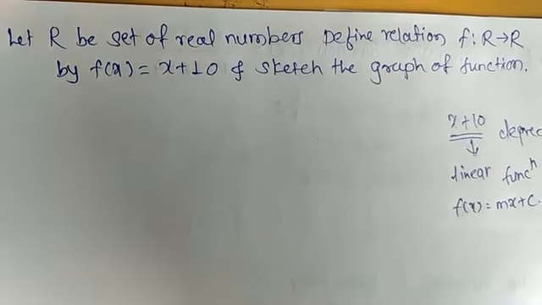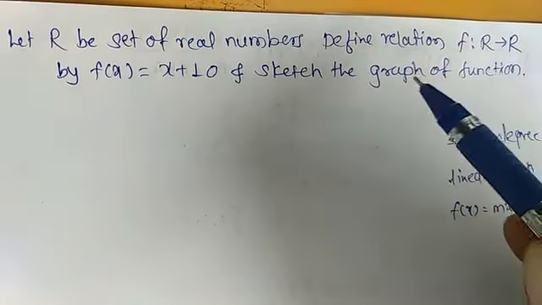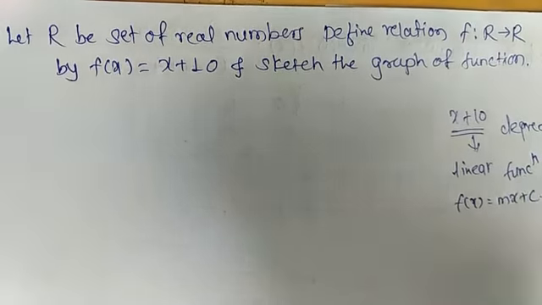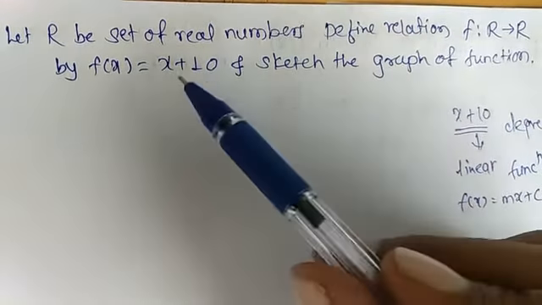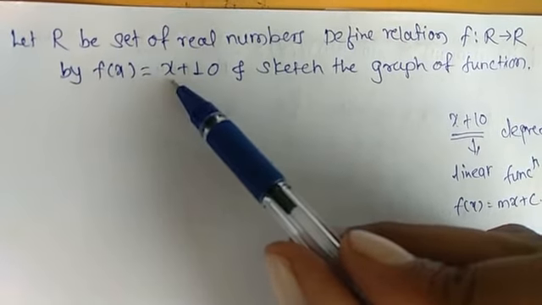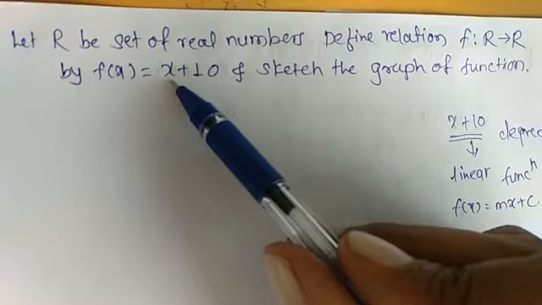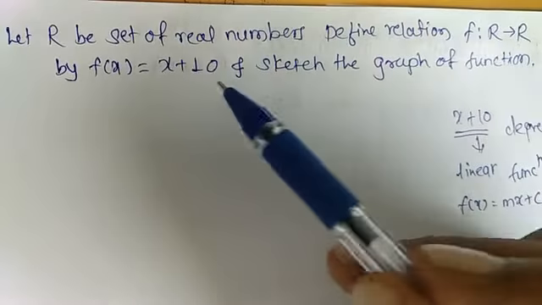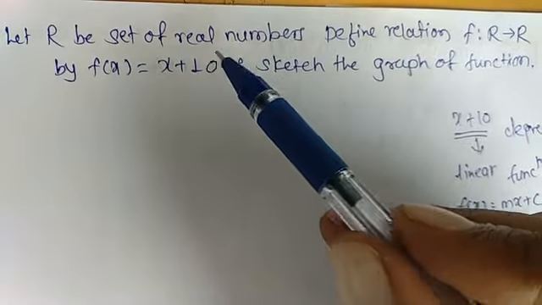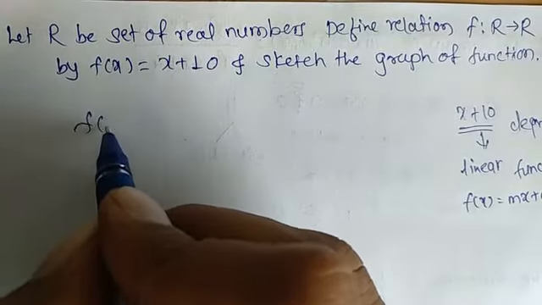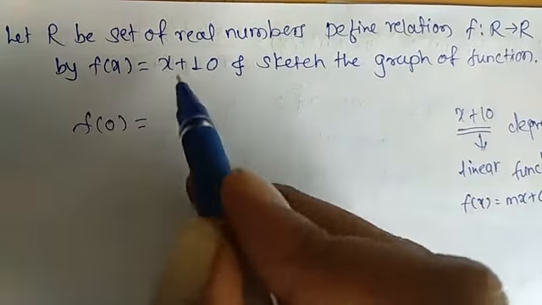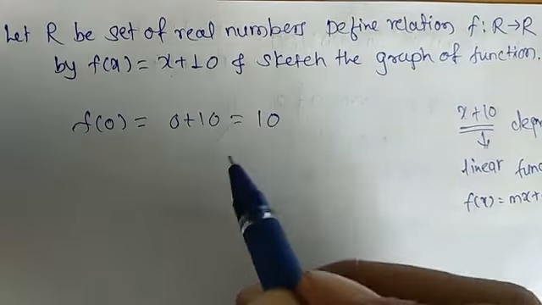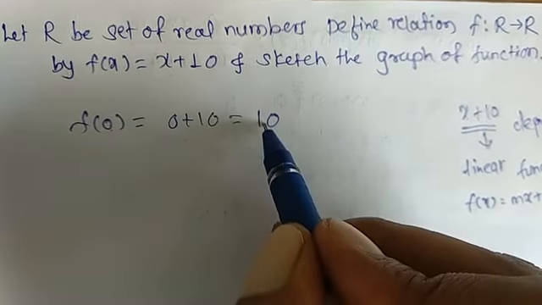Now when we have to sketch the graph of a linear function, you only need to find its x-intercept and y-intercept. That is, for the line x plus 10, we have to find where it intersects the x-axis and the y-axis. That is all we have to find. Now if we consider f of 0, its value will be 0 plus 10, which is equal to 10.